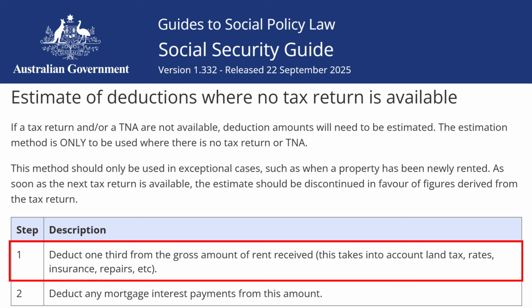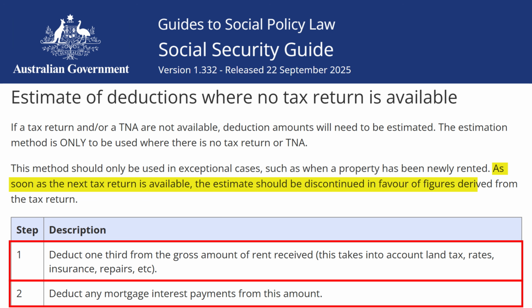When you apply for the age pension, Centrelink will ask for a copy of your tax return or a rental profit and loss statement to verify your rental income. If these documents aren't available, such as when the property is newly purchased, Centrelink allows you to deduct 1/3 of the rental income to account for expenses. In addition, it will also deduct the interest on the loan used to purchase the investment property. Once the next tax return becomes available, the estimate should be discontinued in favor of the actual figures from the tax return. Now you understand how your investment property is assessed for the age pension.